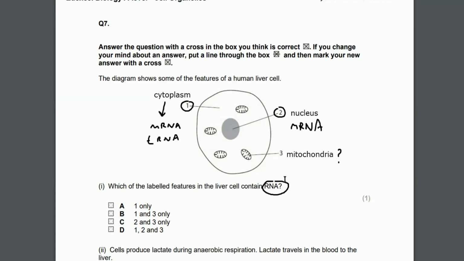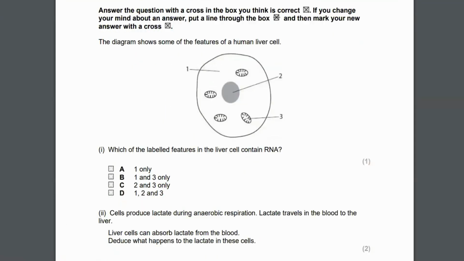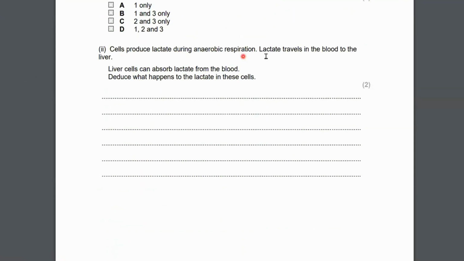But what about the mitochondria? I suggest you look up something called endosymbiosis. It's not on your syllabus, but it explains why mitochondria and chloroplasts have their own RNA or genetic code. So the answer to that one was D.